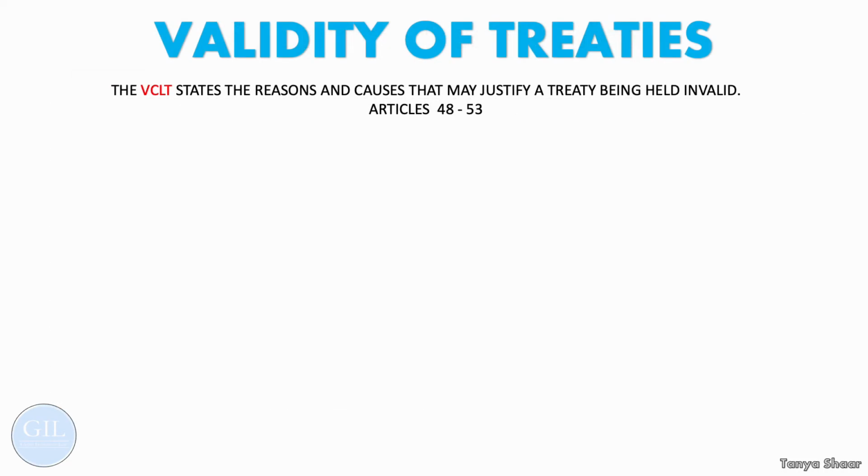When it comes to the validity of treaties, Article 26 of the VCLT is at the heart of it. This article states the principle of pacta sunt servanda. This Latin phrase provides that every treaty in force is binding upon the parties to it and must be performed by them in good faith. As such, under the VCLT, the validity of a treaty can only be impeached by using the provisions of the VCLT itself.